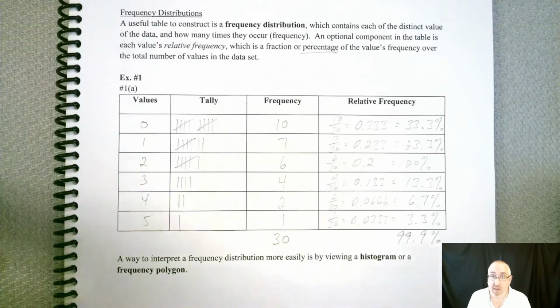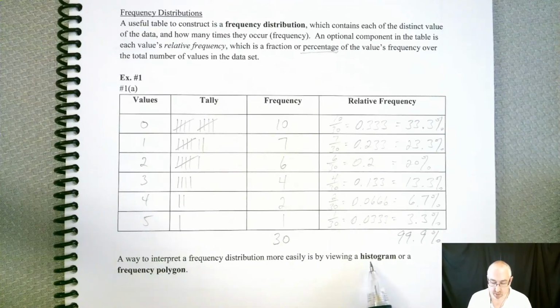So we have our table view of data, which is pretty nice. Now we're going to see some other ways that we can display this data. So we can use a histogram or a frequency polygon. So we'll see those in the next video.